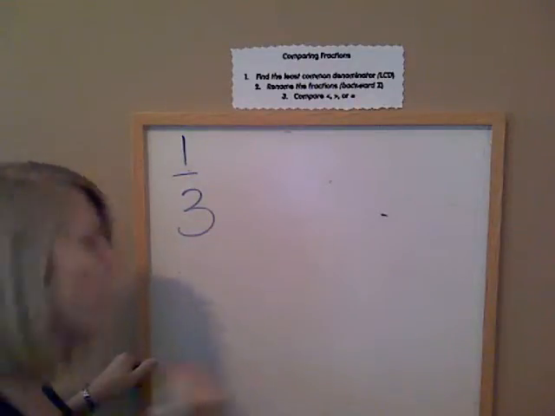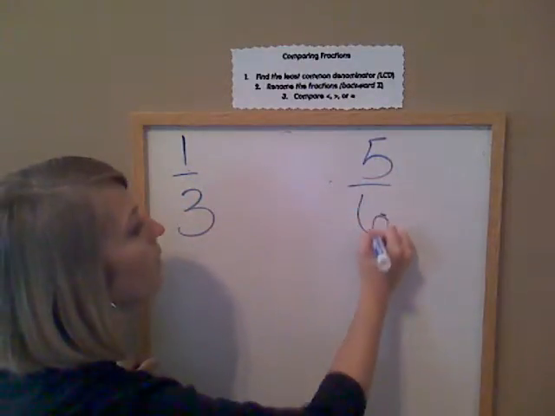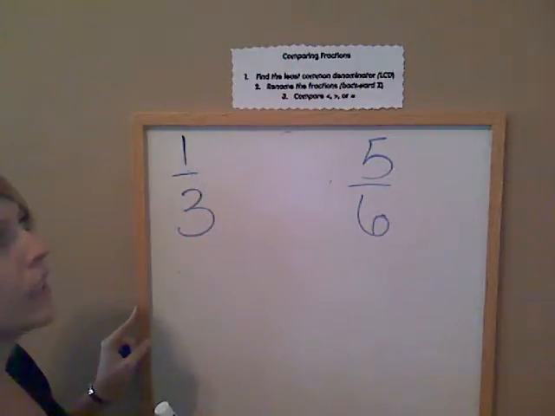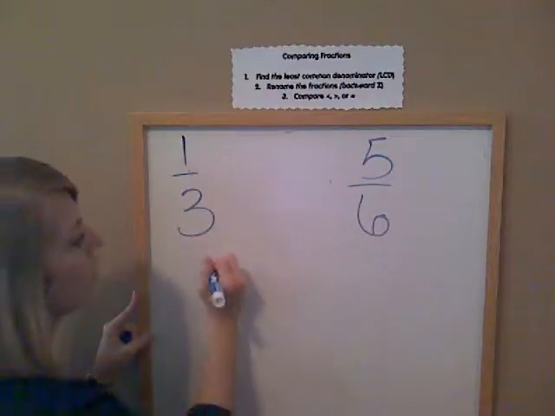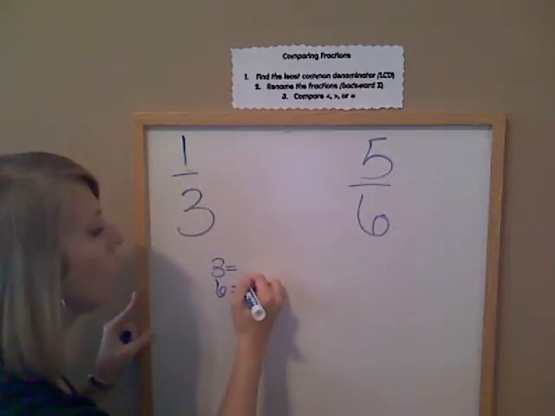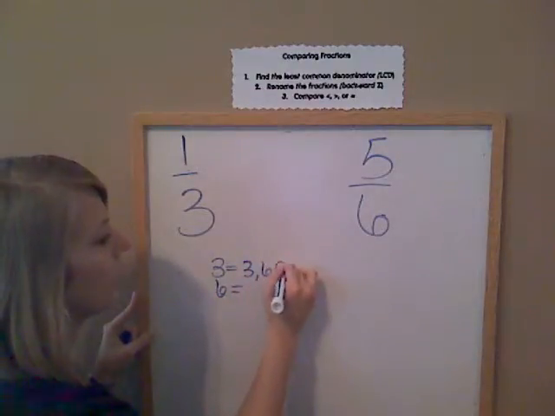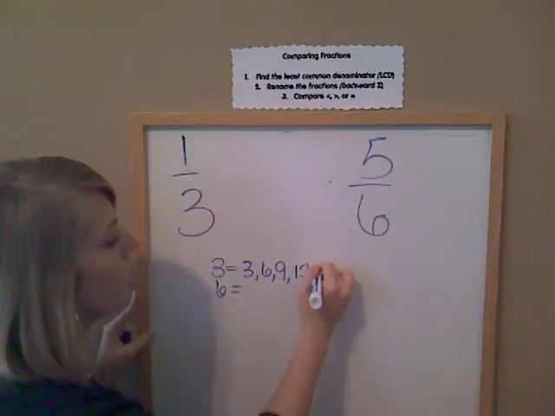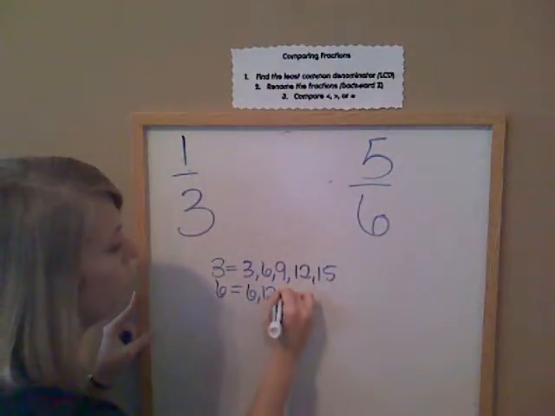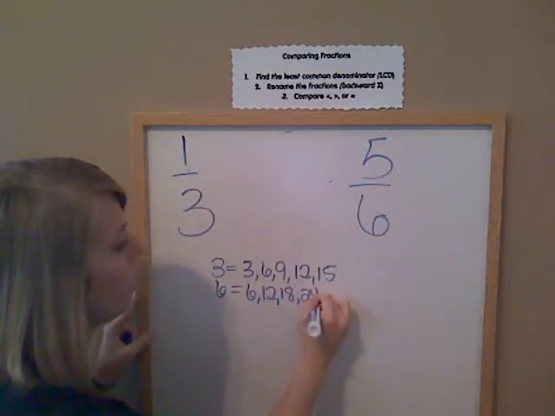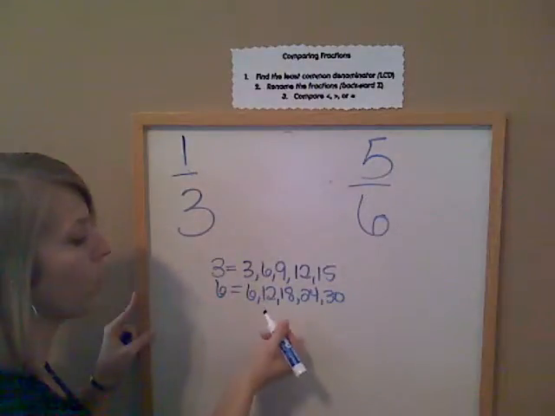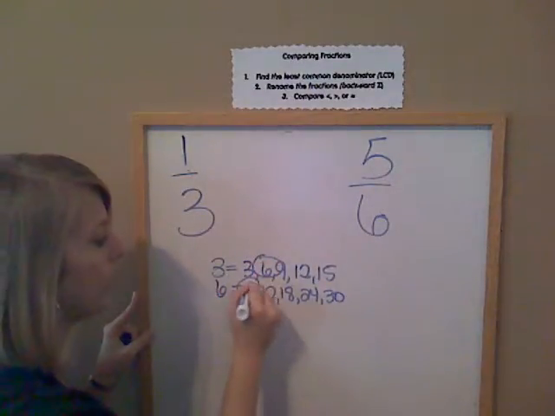Okay, here we will compare 1/3 and 5/6. Starting with the same process, we need to find the LCD using our multiples. So take our denominator of 3, take our denominator of 6, and let's go and list those first 5 multiples. 3, 6, 9, 12, and 15. Then our multiples of 6. We have 6, 12, 18, 24, and 30. Then at this point, we look at them and we try to determine which one our LCD is, and of course that would be 6.